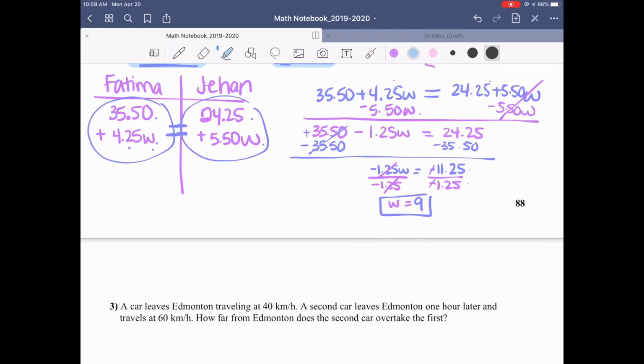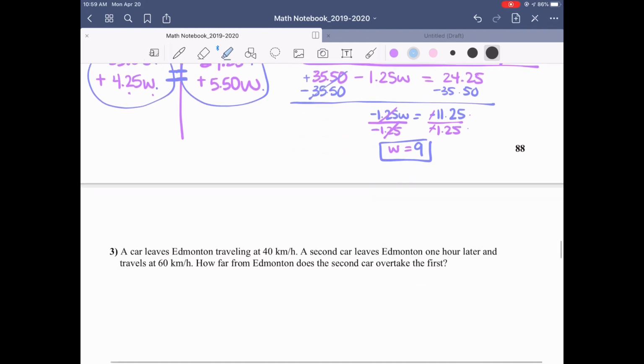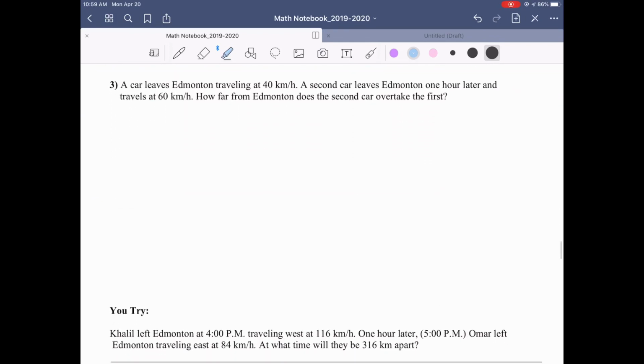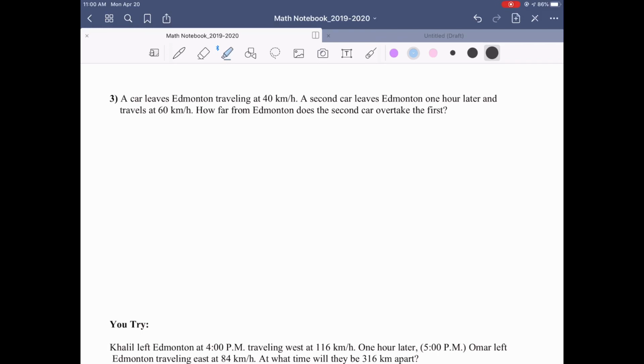All right, guys, so our last type, so we did coin questions, we did savings questions. Our last type of word problem that we're going to talk about is distance or traveling questions, and it's our last one for the topic. So here we have an example. It says a car leaves Edmonton traveling at 40 kilometers an hour, and then a second car leaves Edmonton 1 hour later traveling at 60 kilometers an hour. And the question asks, how far from Edmonton does the second car overtake the first?